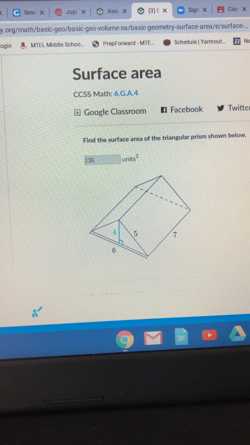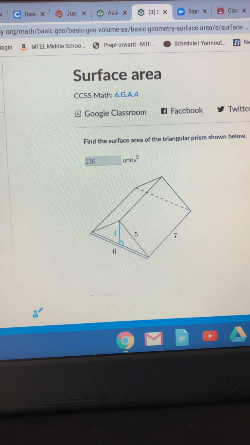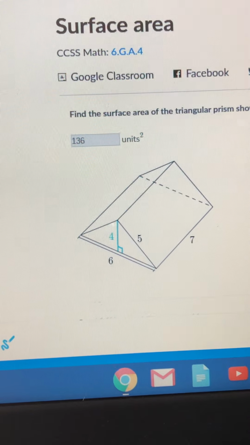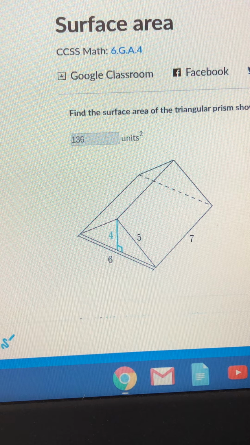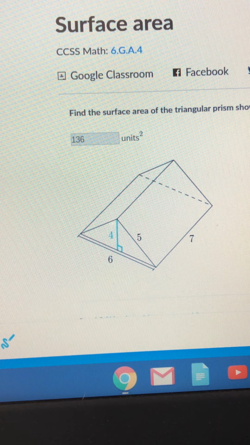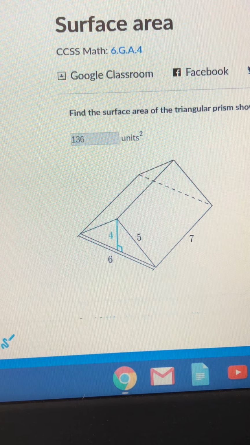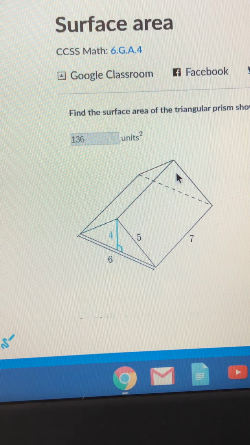There's your Khan Academy surface area mini lesson. So we are not given a net, instead we are given the three-dimensional figure. In this case, we have a triangular prism, again named for its base, which has two parallel triangles.